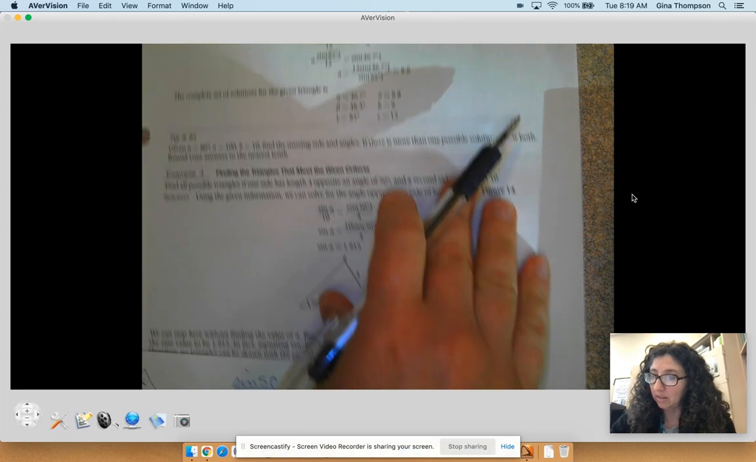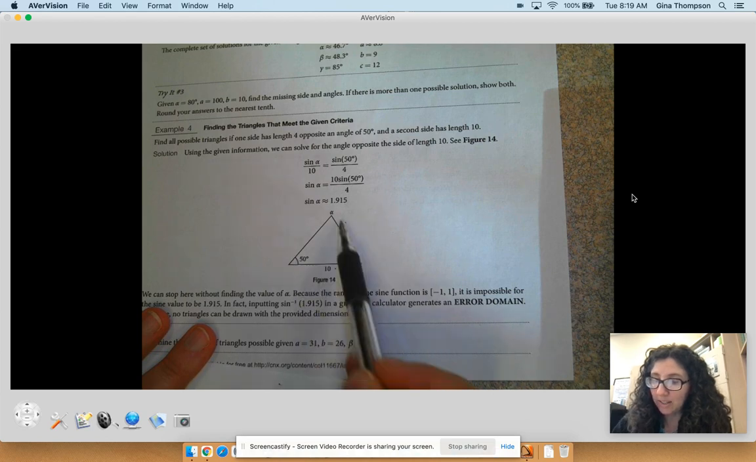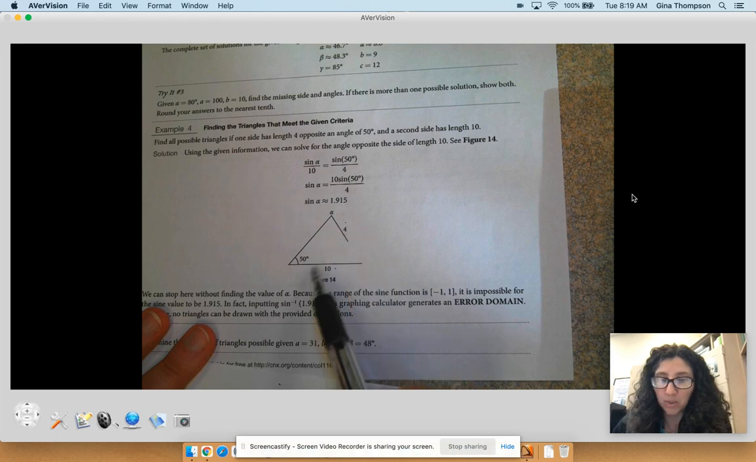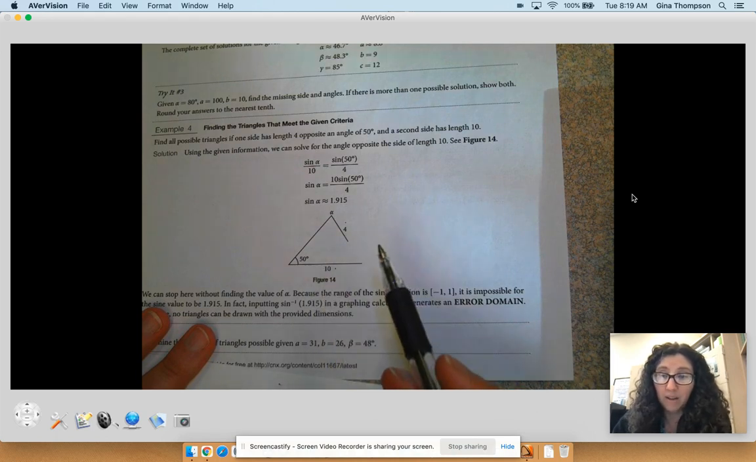So in this case, here's the situation. Here's what's happening. We have 10, we have 4, and there's 50. There's just no way for this to be long. This isn't long enough to connect with this other side. This triangle doesn't exist.